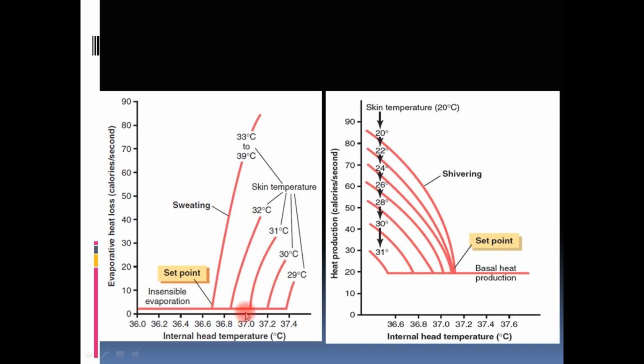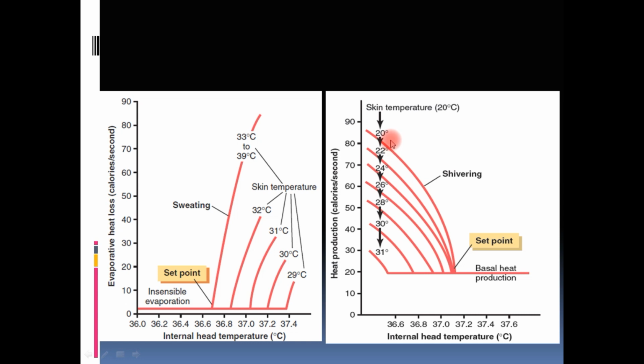This increase in the set point temperature will first avoid sweating. In case of sweating, you can see at 33 to 39 degrees Celsius, the sweating is very low in case of 29 degrees Celsius. So this will prevent the heat loss mechanism, and it will cause a more effective heat gain mechanism, as we can see in the next diagram here.